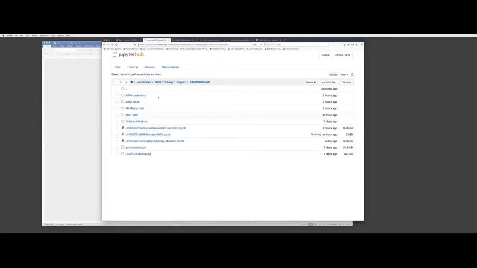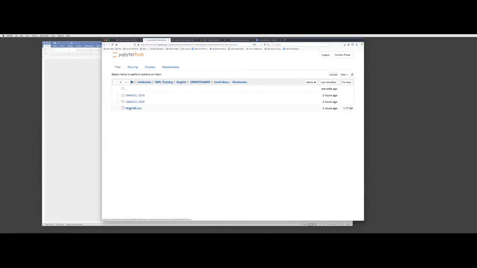So in the SAR training area, notebooks, SAR training, English UNAVCO InSAR. Under here is ICE2 docs. Under ICE2 docs is notebooks. Now let's take a little detour first just to clue you in.